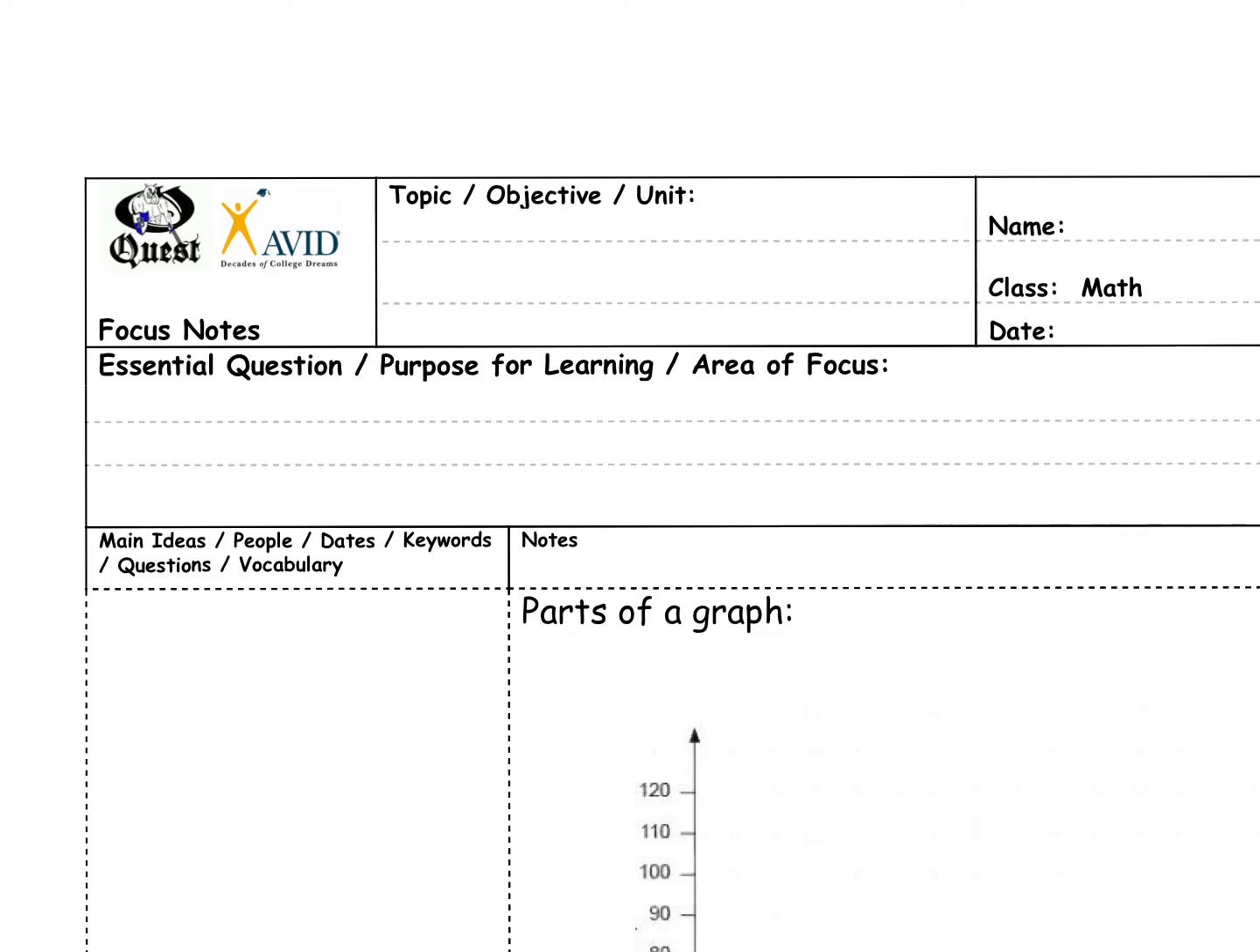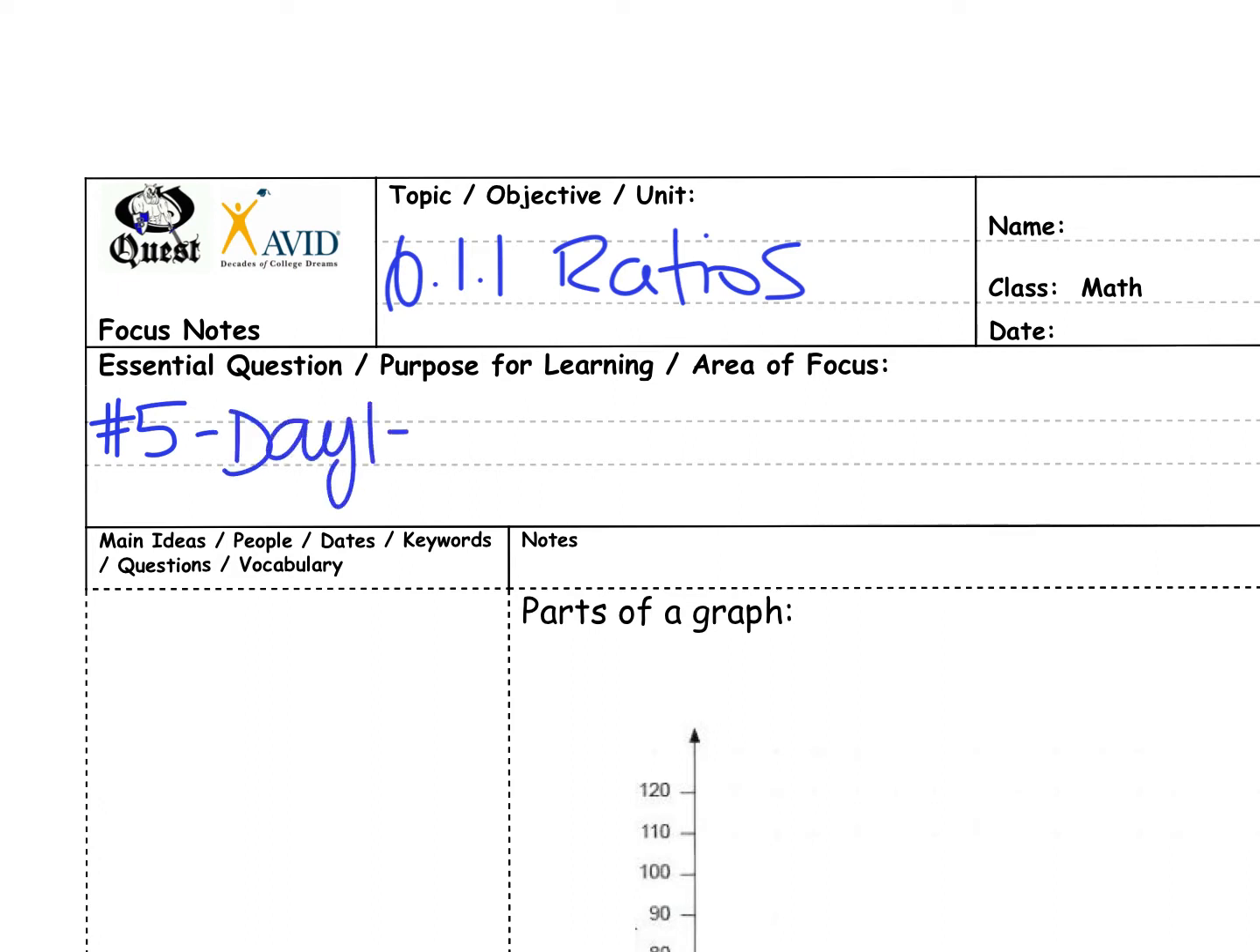Okay, so for today's focus notes, we're going to get our paper set up. Remember, our unit is still 6-1-1 ratios. And today is lesson number 5. If you looked at Blackboard, you'll notice there's multiple parts to this lesson. This is lesson 5, day 1, which is parts of a graph.